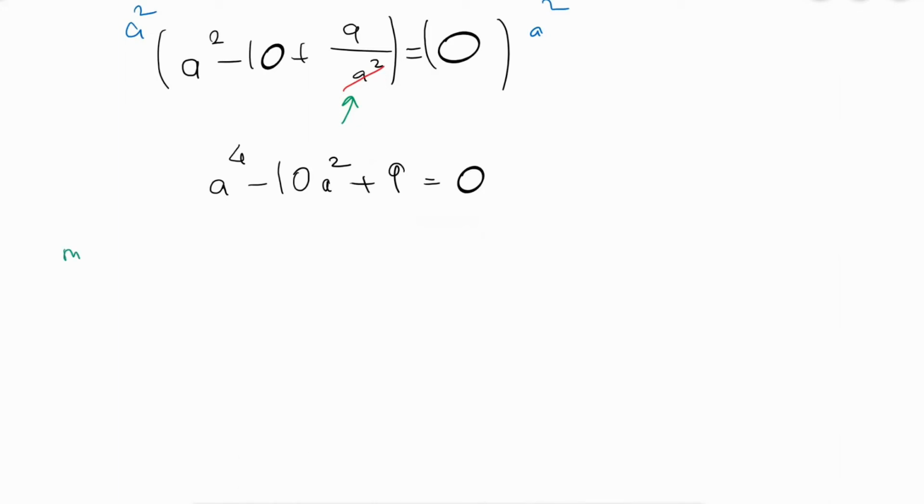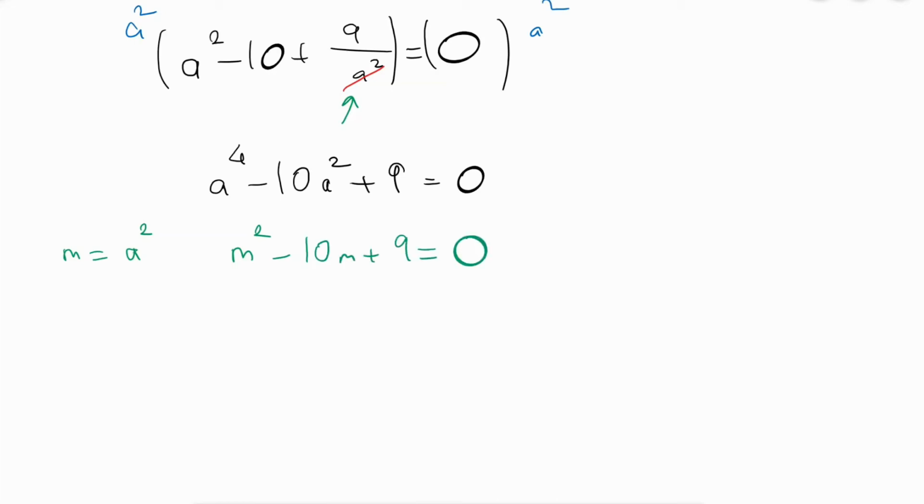any number m. I'm just coming up with a letter, because I'm just going to replace it. So any number m is going to be equal to a squared. And when I say that, I can change this whole equation: instead of putting a to the 4th, I'm going to put m squared. Because m is a squared, if I square it again, I'm going to end up with a to the 4th. So it's basically the same thing. I'm just replacing it in order to find what m is. So I have m squared minus 10m plus 9 equaling 0.